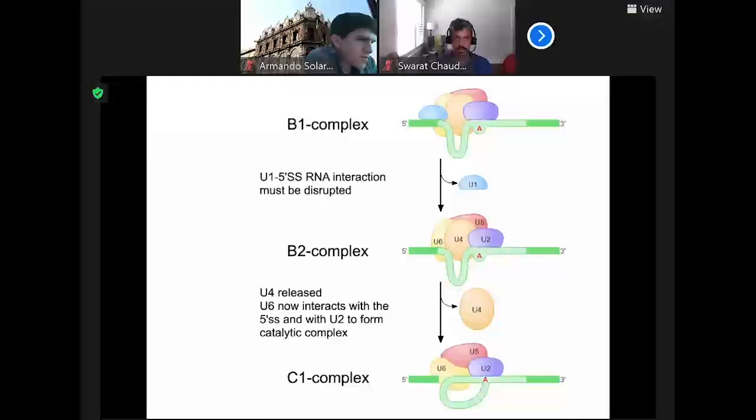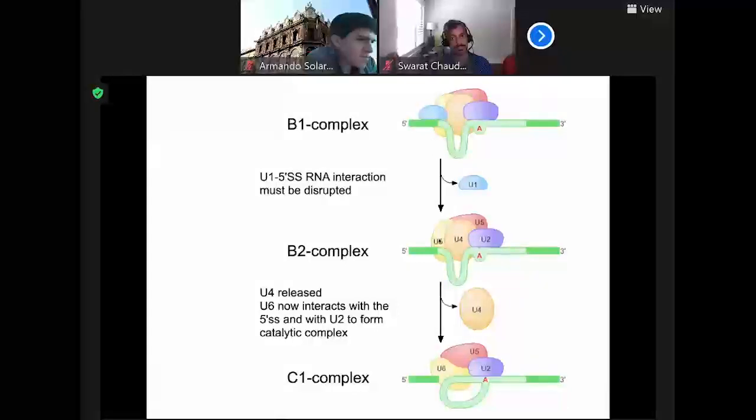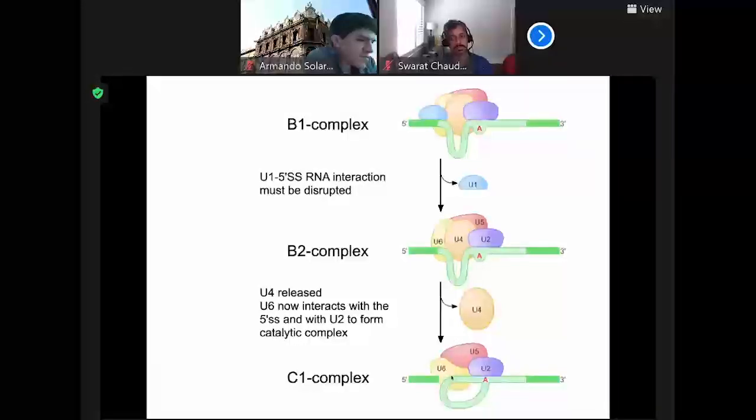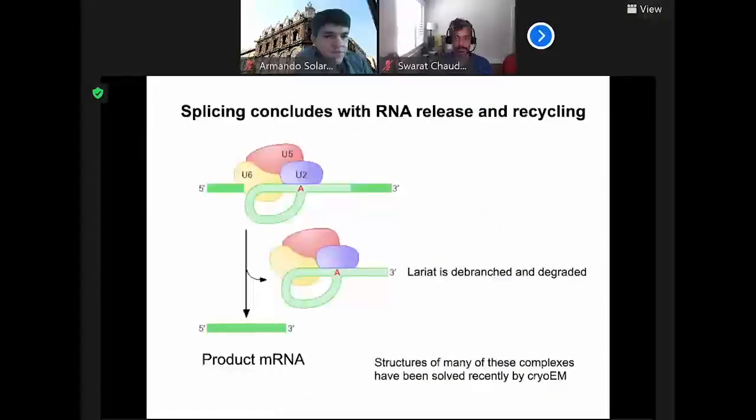Again, the details are not critical here, but I want to give an overall picture of the chemistry that's happening. The component U1 at the 5' splice site is also replaced by another component, U6, prior to formation of this catalytically active complex. Here you have the cleavage of this junction and the ligation onto the so-called branch site adenosine. Then in the second step, the two exons are removed and the spliceosome remains attached to the lariat, and then the lariat is degraded and the spliceosome components are recycled.